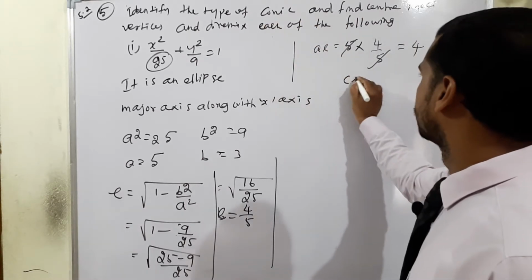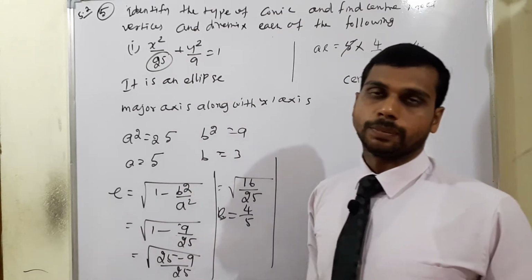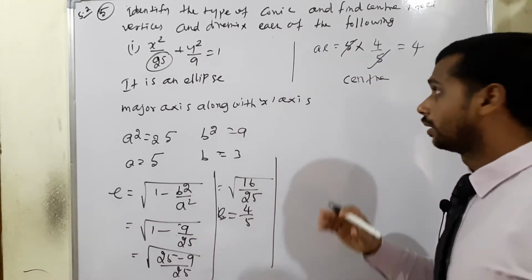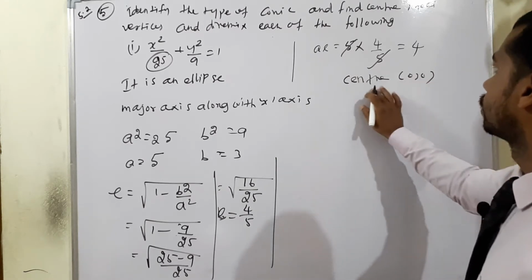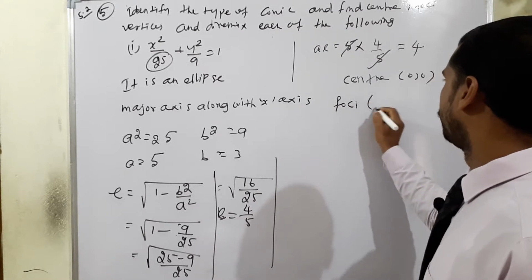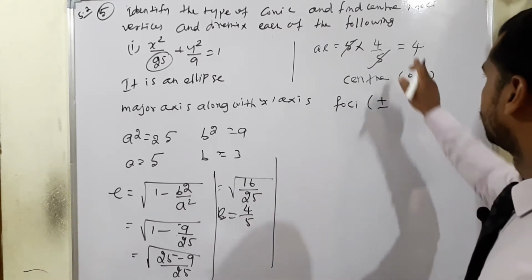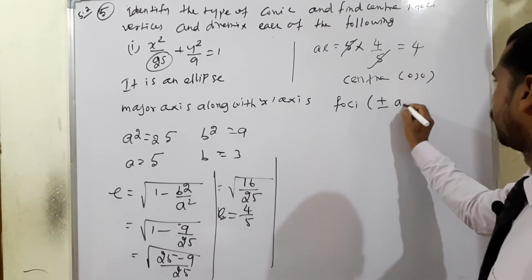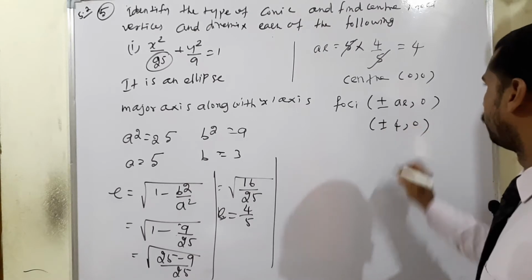Center is 0, 0, since there is no x minus h term. So for x square, the center is 0, 0. That is the first one. Second one, foci. Foci means plus or minus ae, 0, which is plus or minus 4, 0.